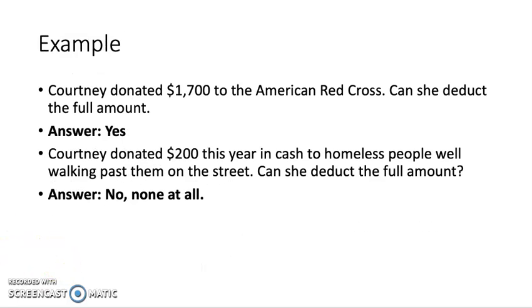A couple of examples of this. Courtney donated $1,700 to the American Red Cross. Can she deduct the full amount? The answer to this is yes. The American Red Cross is a recognized private charity.